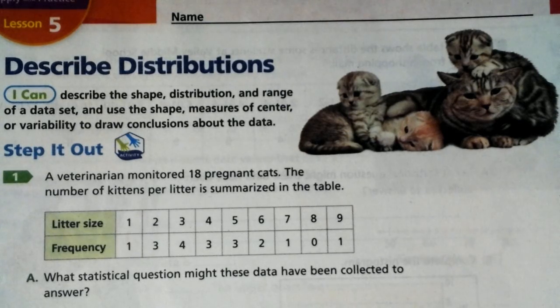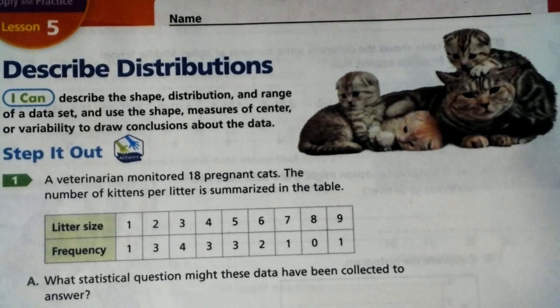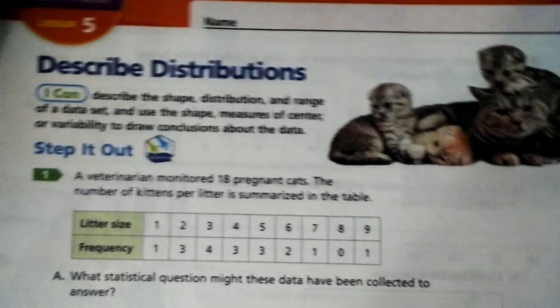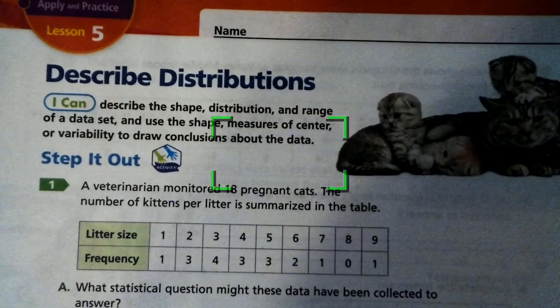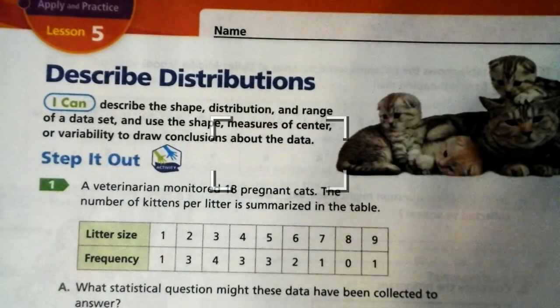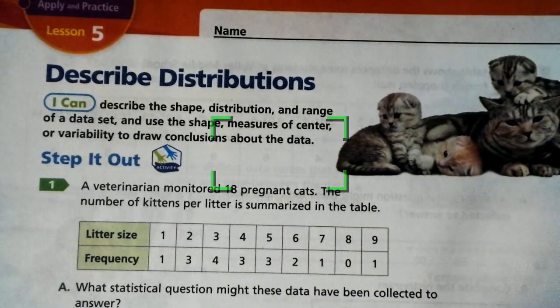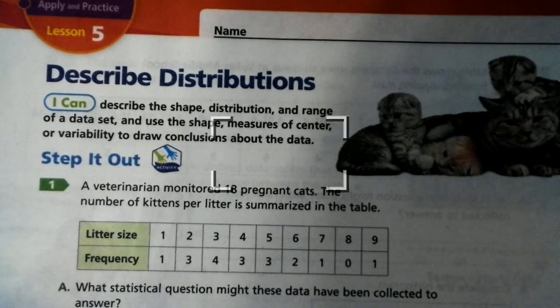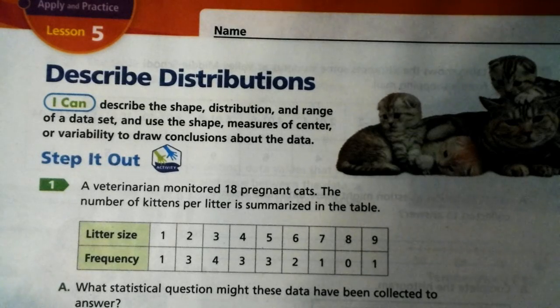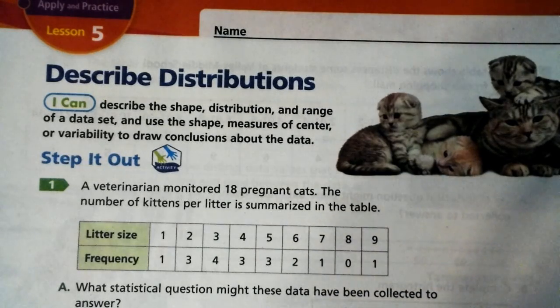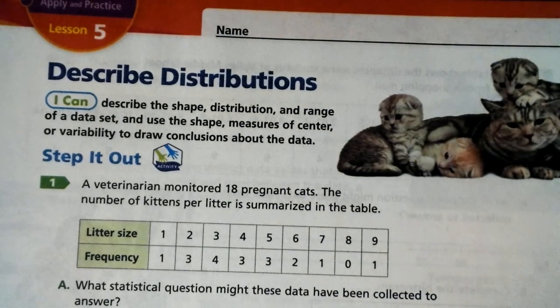Hello, 6th grade. Today we are going to look at lesson 16.5, which is to describe distributions. So your objective today is students will be able to describe the shape, distribution, and range of a data set and use the shape, measures of center, or variability to draw conclusions about the data. So let's look at step it out.